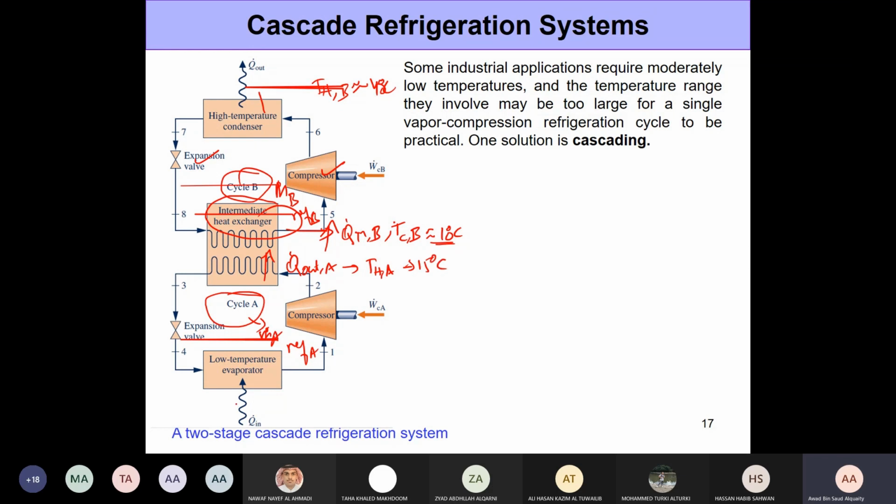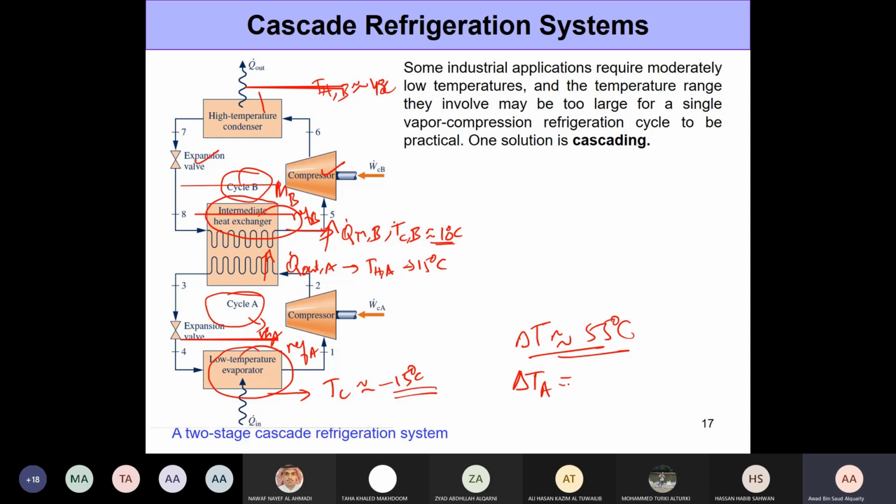Now, at the same time, we want to extract heat from something which is at very low temperature. So we want our target temperature, let's say, to be minus 15 degrees Celsius here. So you see by using these two different cycles, two different stages, we are able to reduce the temperature gap between TC and TH. If you had one cycle, then you're talking about a temperature gap of about 55 degrees Celsius, which is too high for a single refrigerant or a single compressor to operate, especially when you're dealing with larger cooling capacities. So here we're breaking it down.